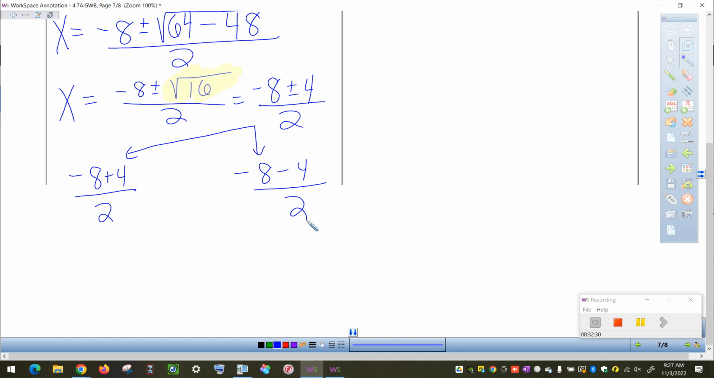So let's look at the first one here. Negative 8 plus 4 is negative 4. Negative 4 divided by 2 is negative 2. So I'm going to go ahead and circle that. That's one of our answers. Now for the second one over here, negative 8 minus 4 is negative 12. Negative 12 divided by 2 is negative 6. That's it.